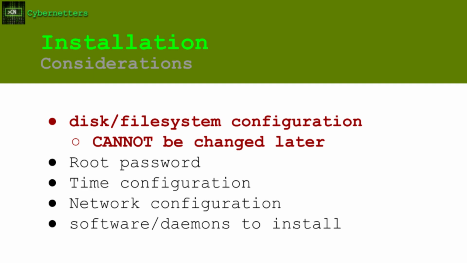Other key settings, which you can most likely change later, include the root password, which is the most privileged account in Unix. Your root account must be secure. Also, your time configuration. Setting the correct time zone ensures that you have accurate logs and scheduled tasks. You also have your network configuration. Whether you're using DHCP or a static IP, proper setup ensures connectivity.